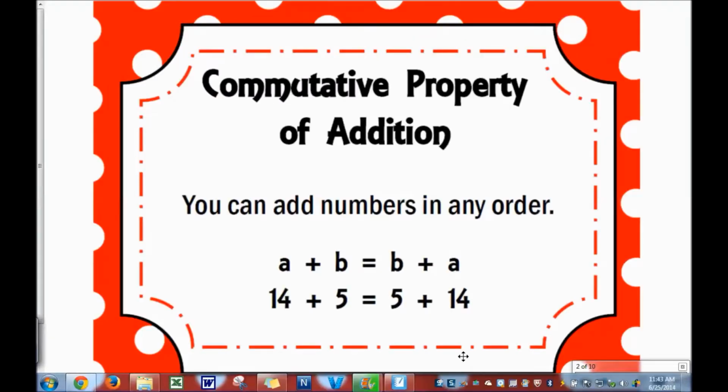First, the commutative property. You have this of addition and of multiplication. So with addition, it says you can add numbers in any order. So A plus B is equal to B plus A. I can switch the order of everything. 14 plus 5 is the same thing as 5 plus 14.